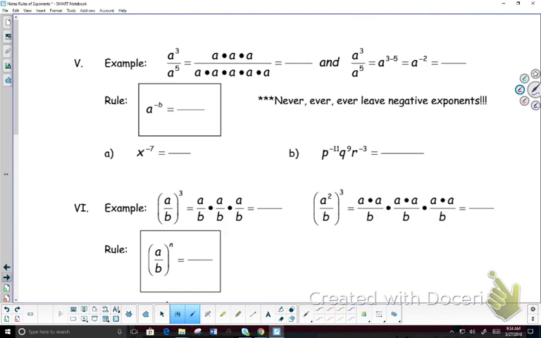I encourage you to test that out. Plug 5,000 to the 0 power in your calculator. The answer is 1.